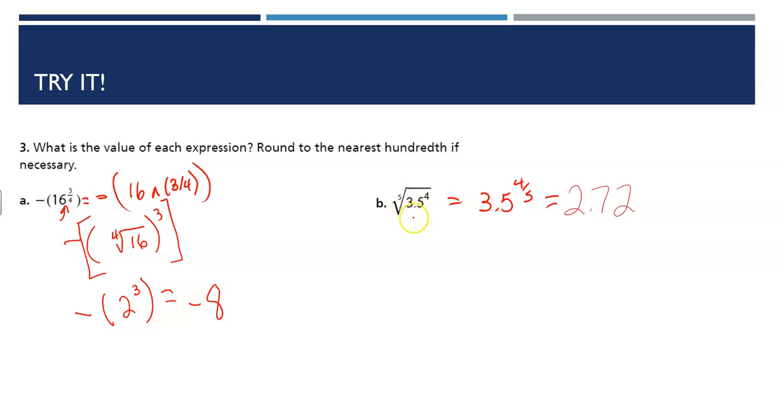Now this one with the 3.5, I just rewrote it to say, well, that would be 3.5 to the 4/5, right? Because this is the 5th root, and that would be the 1/5 to the 4th. So I put that in my calculator and got the 2.72.